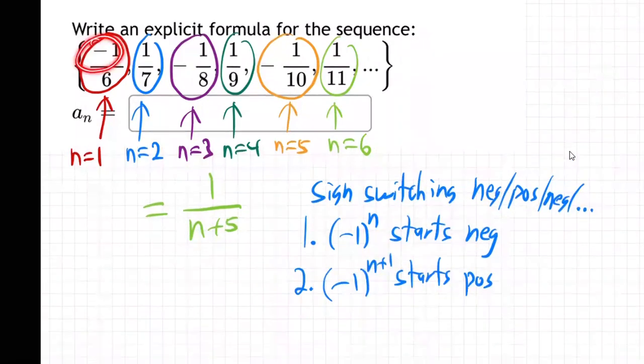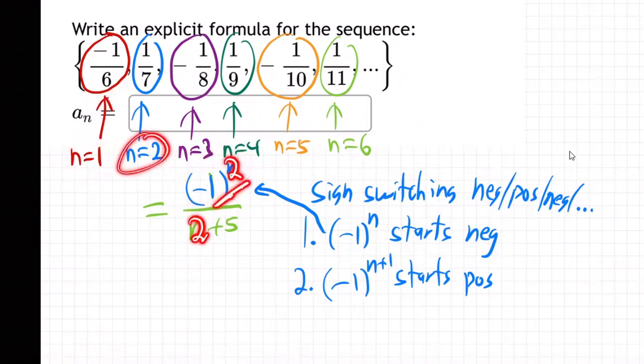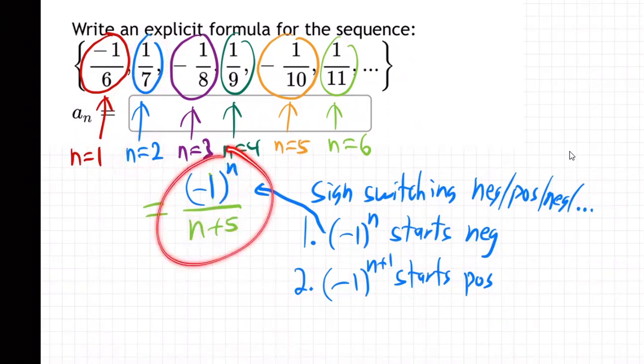What does ours do? Ours starts out negative. So I just grab this and go, okay, just make it negative 1 to the n. And there it is. There's the formula. That'll work. Let's test it. If I take n equals 1 and put in a 1, that's going to be negative 1 on the top and 1 plus 5 on the bottom. It's going to be negative 1/6. Beautiful. Put in a 2, put a 2 for n everywhere. Negative 1 squared, that's positive 1 over 5 plus 2, 7. See how it's working perfectly? That's the formula that's producing all these terms.